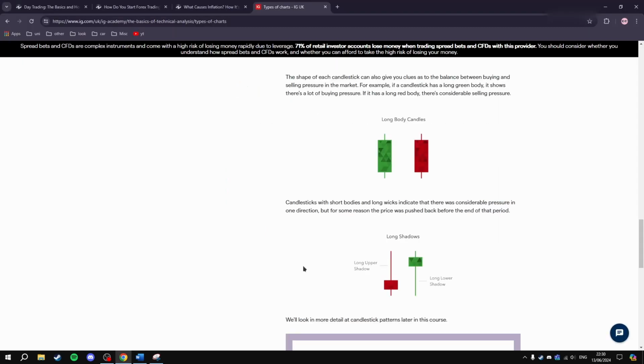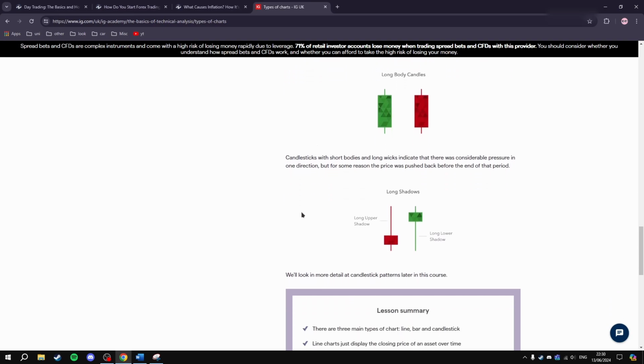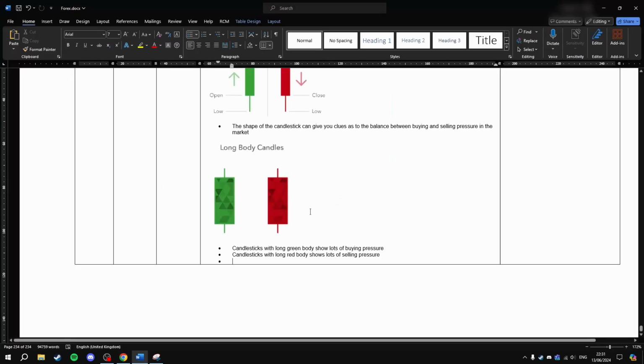Candlesticks with short bodies and long wicks indicate that there was considerable pressure in one direction, but for some reason the price was pushed back before the end of that period.